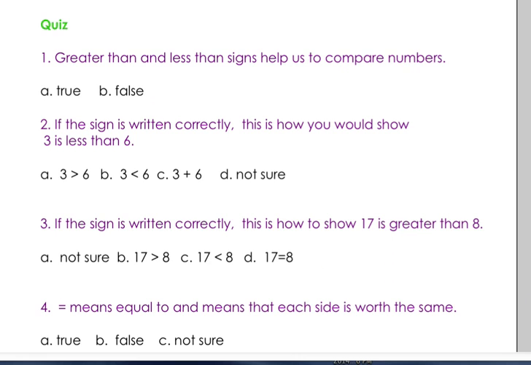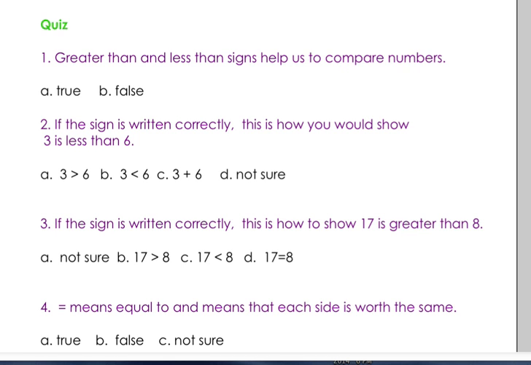Here's the quiz that you need to take thinking about greater than or less than. If you need to go back and watch the video, please do. Otherwise, go ahead and write down the answers in your composition notebook, and we will check them in class to make sure that they are correct.